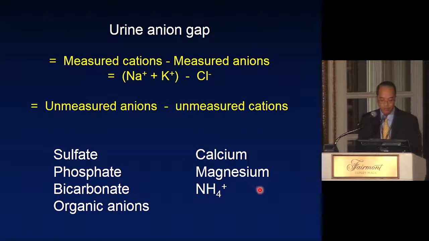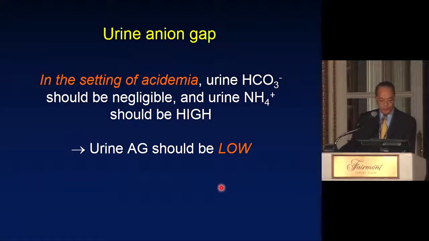So what are those unmeasured ions? So the unmeasured anions are things like sulfate, phosphate, bicarbonate if it's in the urine, and organic anions, and unmeasured cations are things like calcium, magnesium, and ammonium. And the important thing here is that the only ones of these that really change to any significant extent are bicarbonate, which is usually not present in urine under normal physiologic conditions, and ammonium, which varies in order to try and excrete acid depending on diet or acid load. So how's this helpful in acidosis?